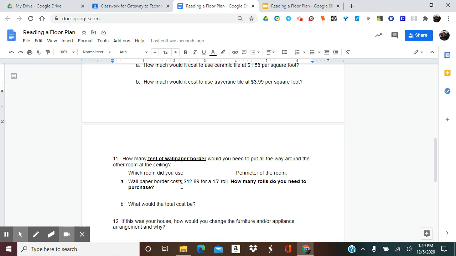And then the wallpaper border cost is $12.89 for a 15-foot roll. You need to figure out how many rolls you need to purchase. So if the perimeter of the room is 21 feet and the roll is 15 feet, how many rolls do you need? Okay. And then if I need 2 rolls, it's going to be 2 rolls times $12.89.